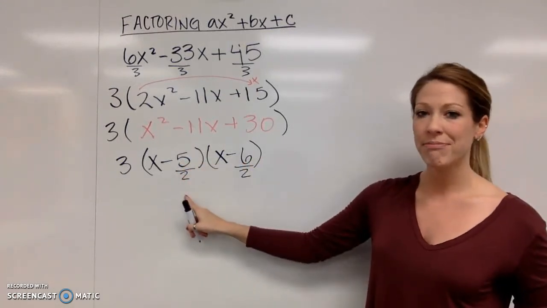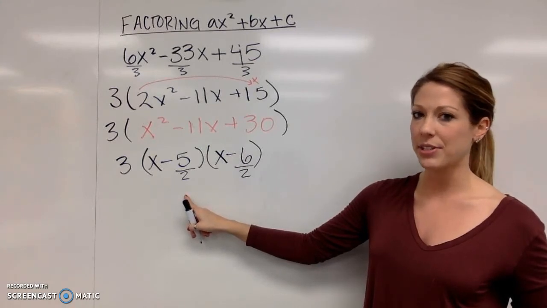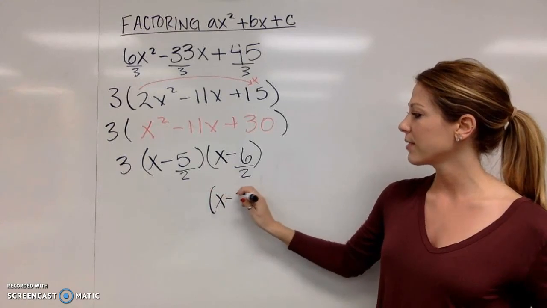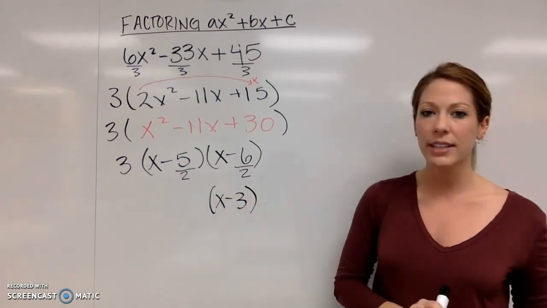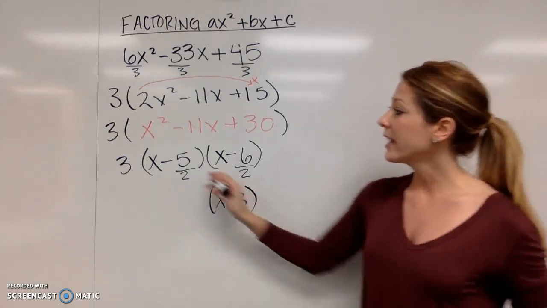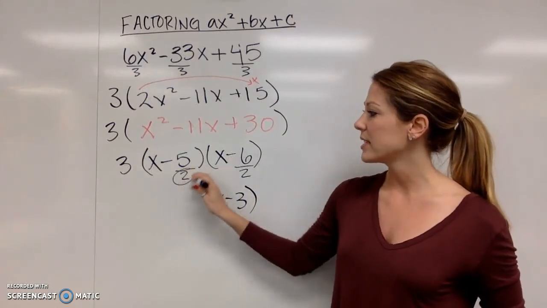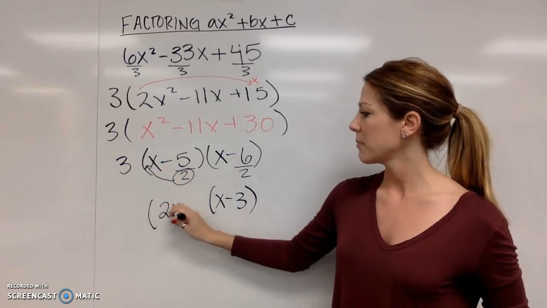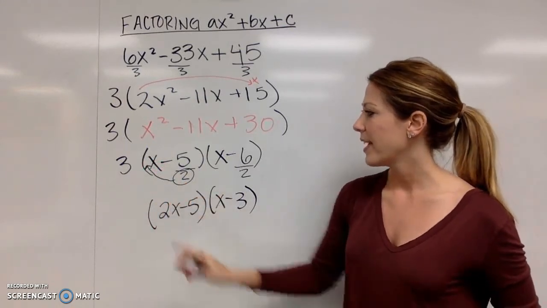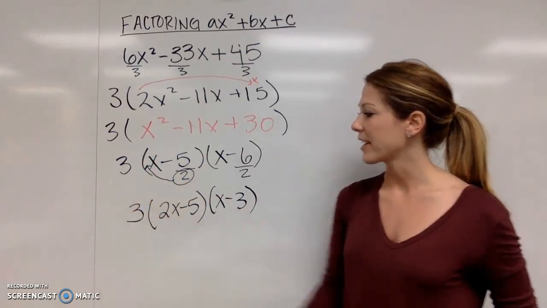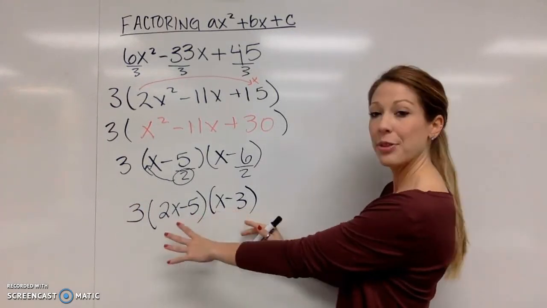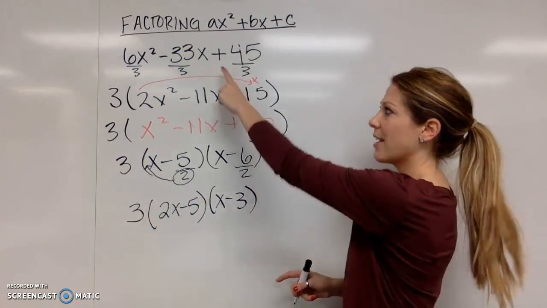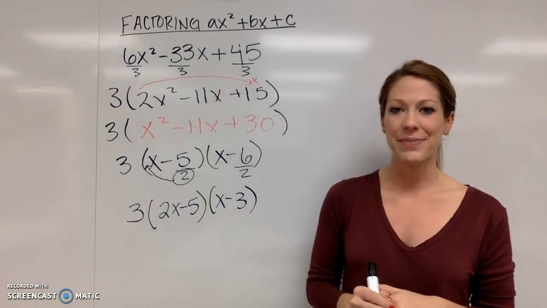5 over 2, that doesn't come out even, and it can't be reduced. 6 over 2, that can't be reduced, but we know 6 over 2 is just 3, so we're going to leave that x minus 3. And here, because it couldn't be reduced, we're going to take that denominator, bottoms up, 2x minus 5. Don't forget your greatest common factor, because after you FOIL the parentheses, you would have to multiply everything then by 3 to get our original expression. That's all.